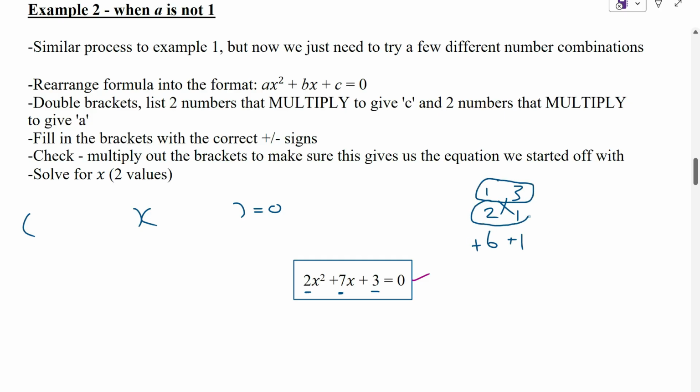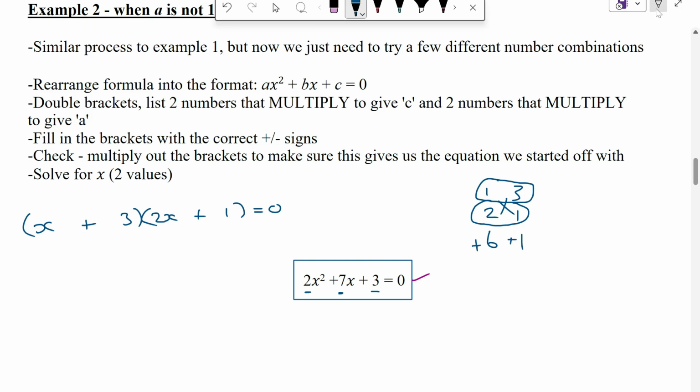So these two here are now our brackets. So let's write these down. So 1, 1x and 3, 2x and 1, and we're going to be adding both of them. So put a plus sign in each of them, and that's our factorization done. So quite similar, but a little bit different to example 1. Again, it just takes practice and it becomes really easy to spot.